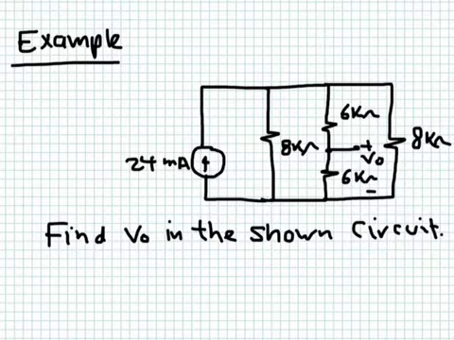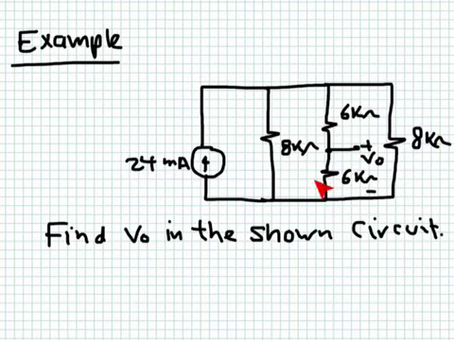Okay, we have one last example here. We have a circuit with a single current source, and I would like to find the voltage V0 here. So now we have three branches. If I want to get the current flowing in this branch, I have to find the parallel combination of the 8K and the 8K. This will give me RT.